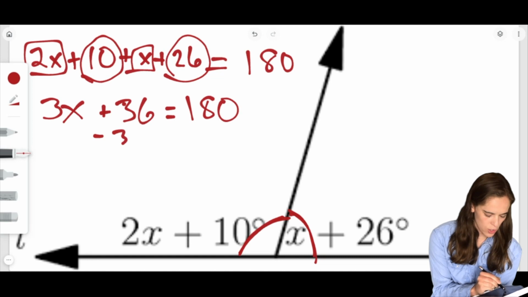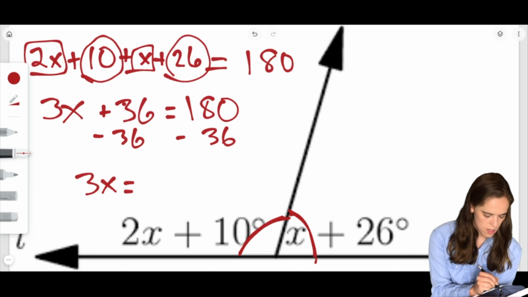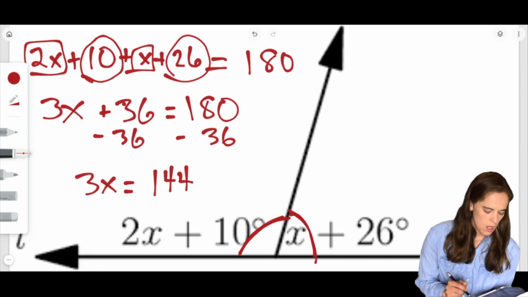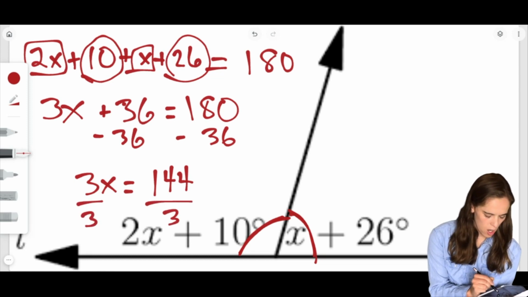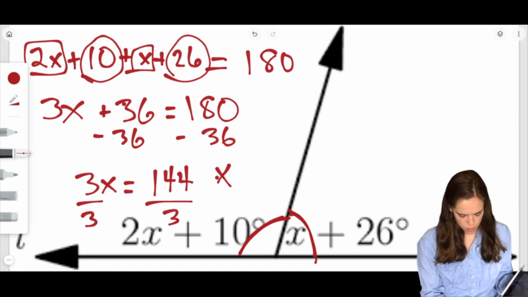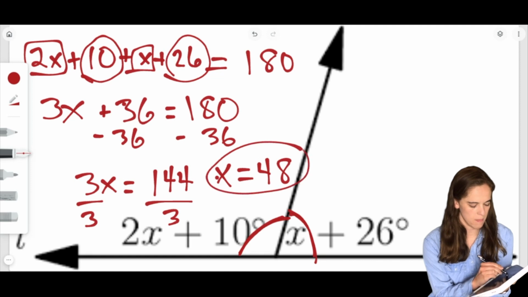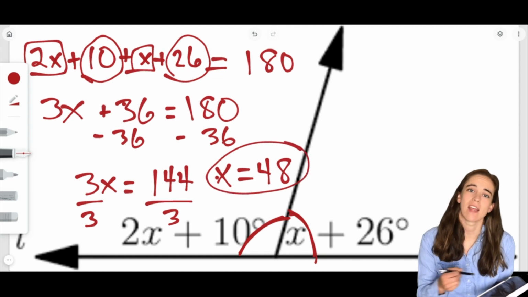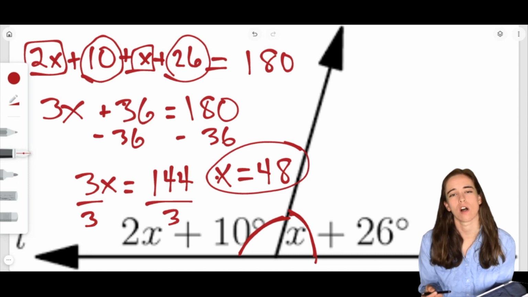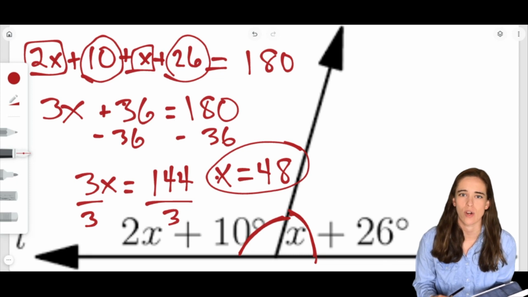Now I'm going to go ahead and subtract the 36 from both sides. We're going to have 3x is equal to 144. And now I'm going to go ahead and divide by 3 on both sides. And I'm going to grab my calculator. 144 divided by 3 is 48. So I'm going to get x is equal to 48. Again, keep in mind that means the x is equal to the 48. If I wanted to solve for the actual angle size, I'm going to have to substitute it back into the equation for each individual angle.